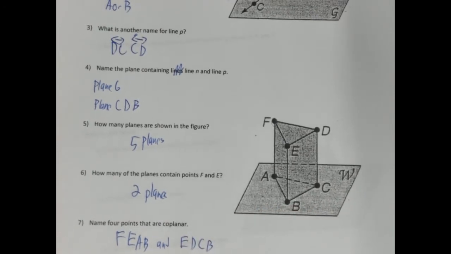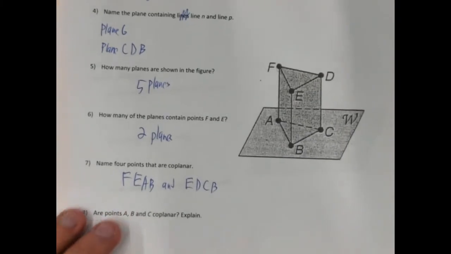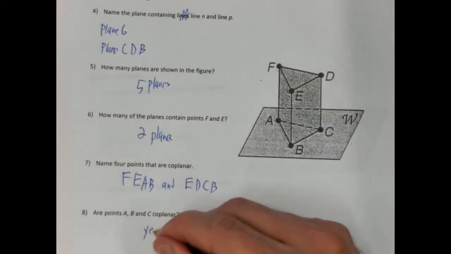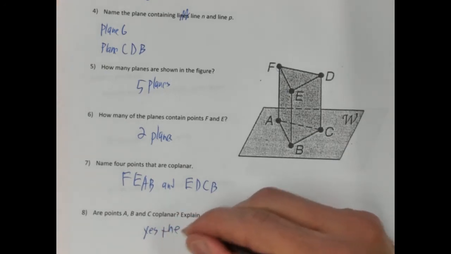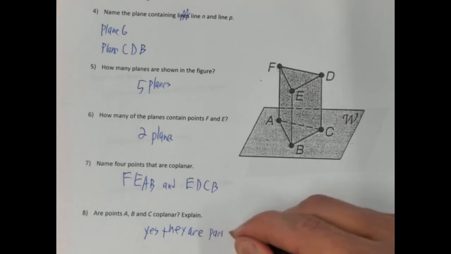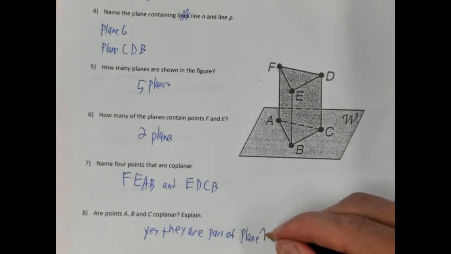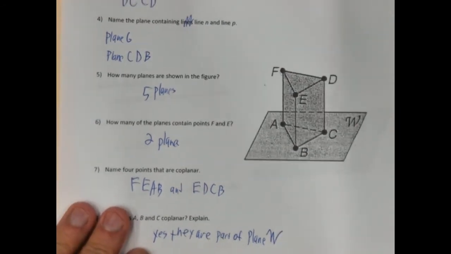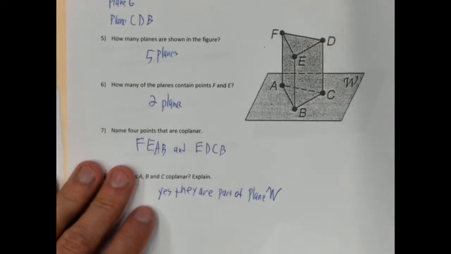Are points A, B, and C coplanar? Oh, you can't see that. Are points A, B, and C coplanar? Yes, they are. They're part of that plane down there. They are part of plane W, and plane W is that weird italicized letter. Okay, so let me zoom in a little bit so you can see the whole thing.